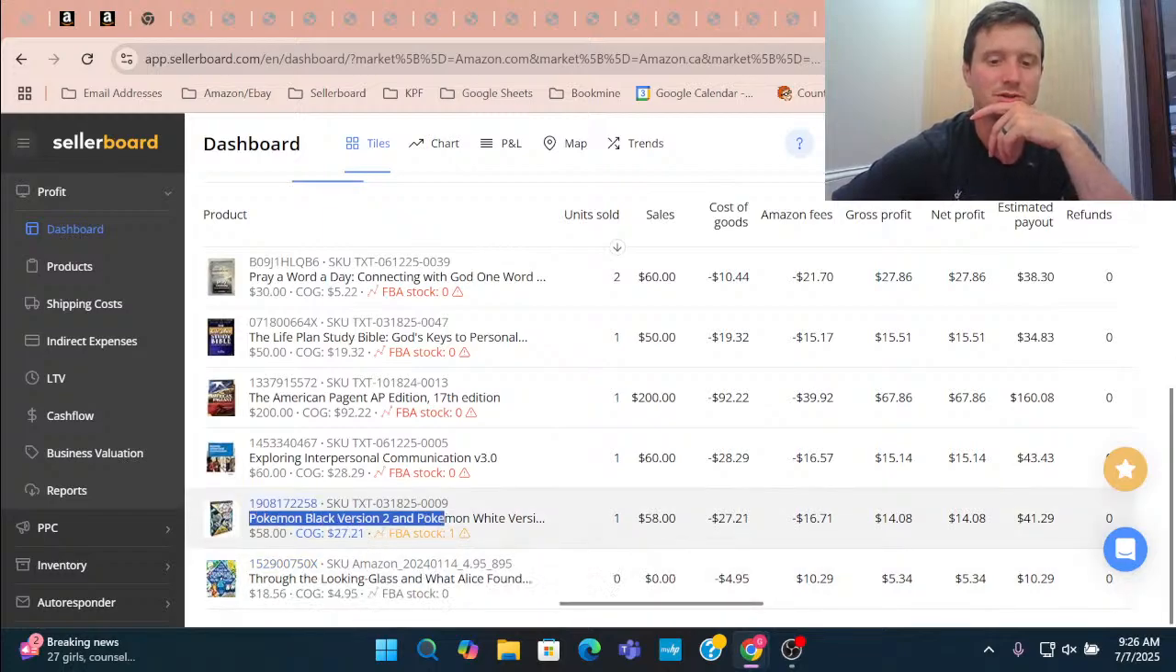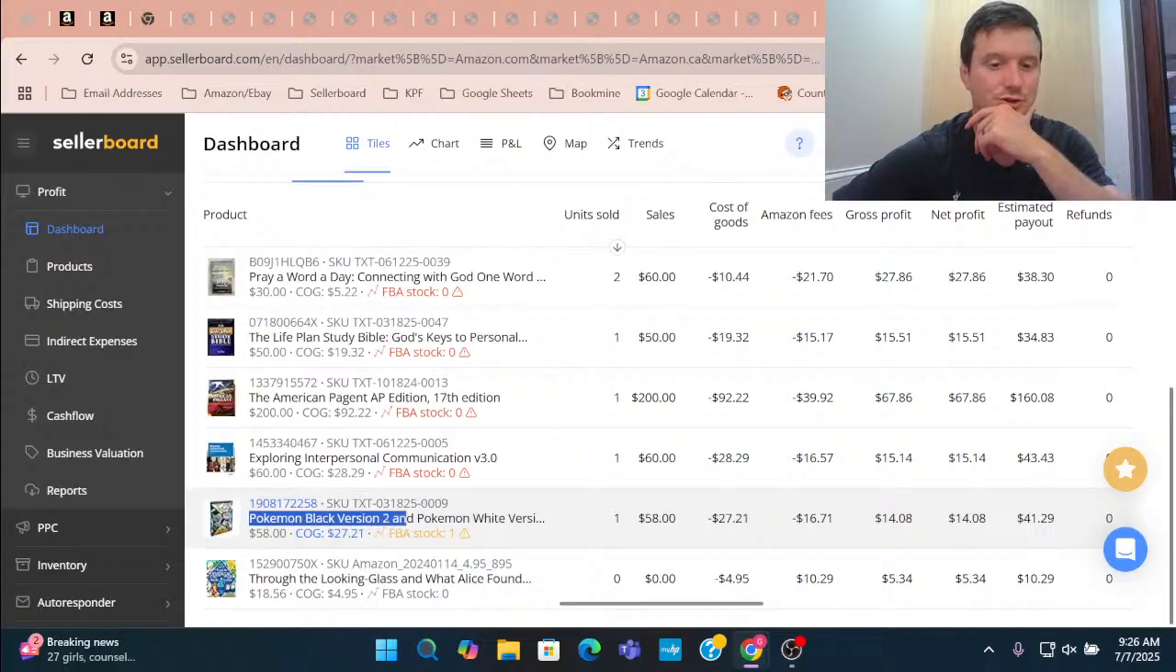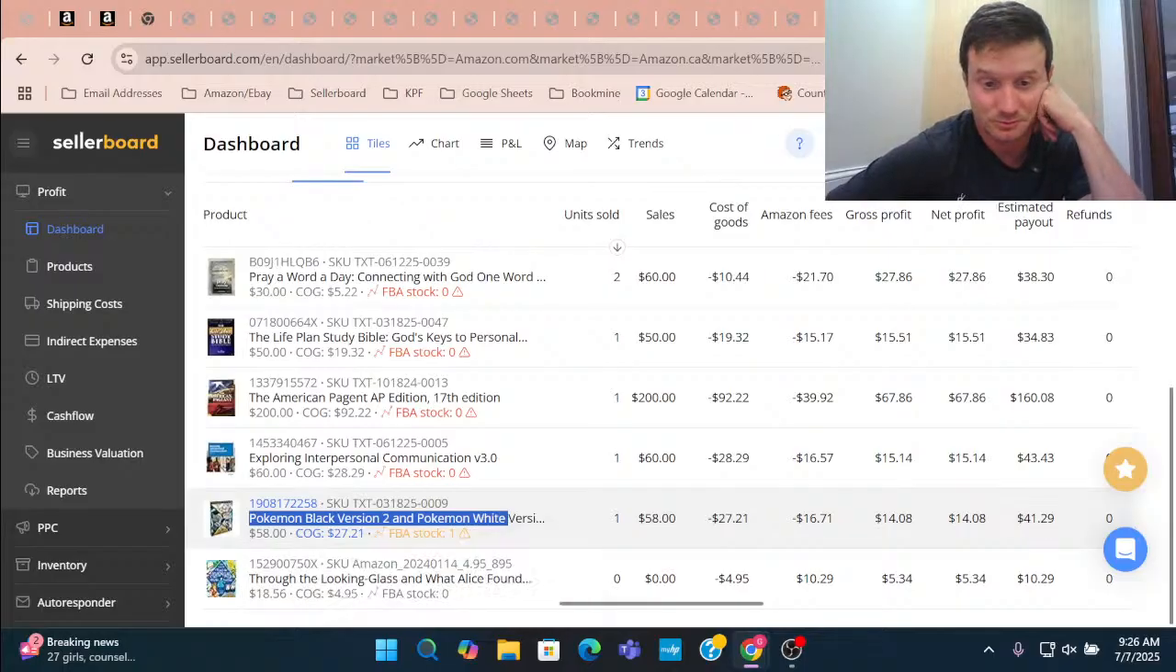But I've already put these all in my spreadsheet. That's usually what I'll do for now, but I already did it this morning. So I'm just going through it. Sold a Pokemon Black version 2 and Pokemon White version, I'm guessing 2. I sold those two, or sorry, the 2.